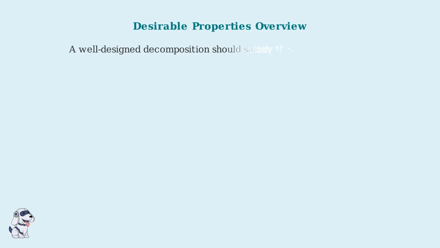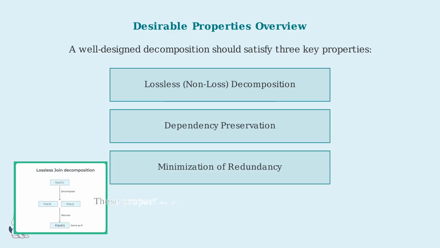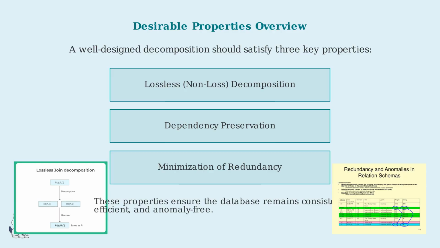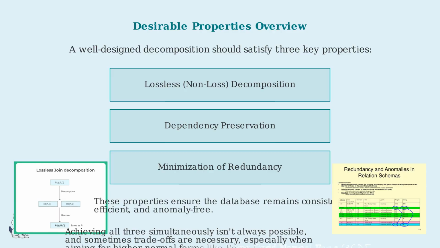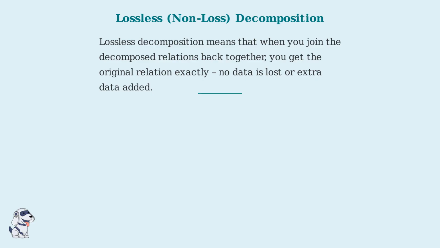A well-designed decomposition should satisfy three key properties: lossless, non-loss decomposition, dependency preservation, and minimization of redundancy. These properties ensure the database remains consistent, efficient, and anomaly-free. Achieving all three simultaneously isn't always possible, and sometimes trade-offs are necessary, especially when aiming for higher normal forms like Boyce-Codd normal form, BCNF.